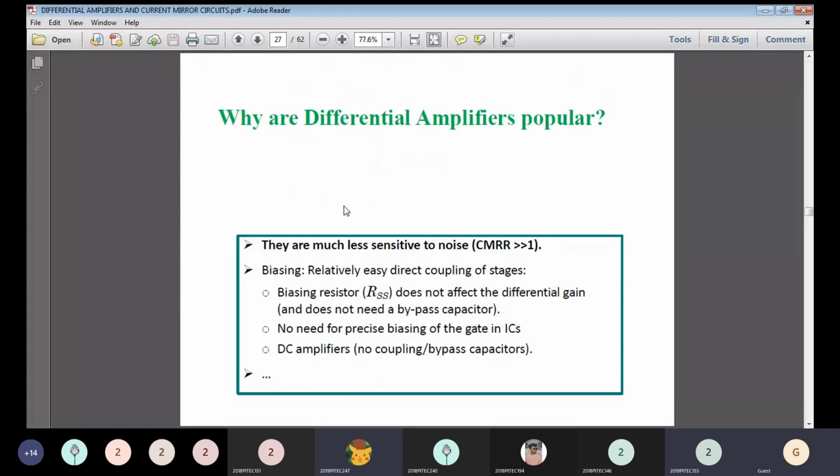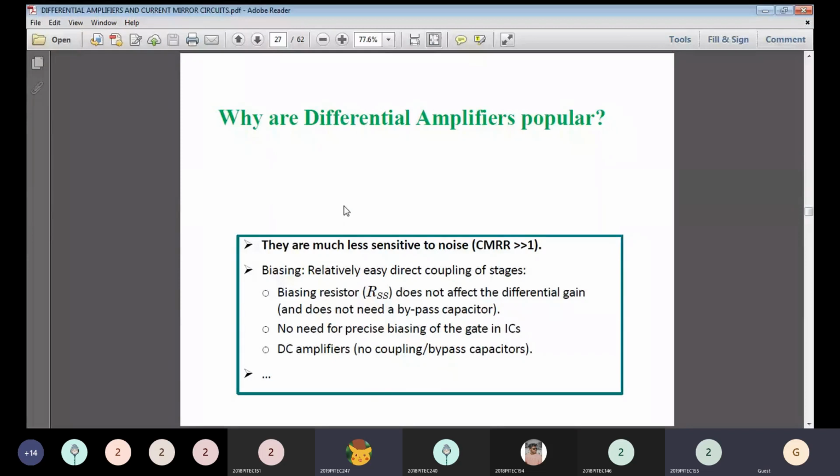Why are differential amplifiers popular? We have so many varieties of amplifiers in analog circuits. Why specifically are differential amplifiers popular? They are much less sensitive to noise, because we are calculating here the important factor CMRR, that is common mode rejection ratio. The common mode gain value is very, very much less than 1.